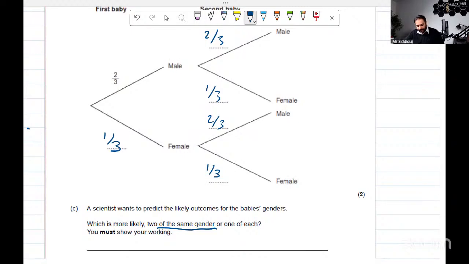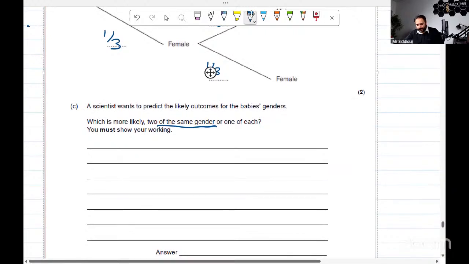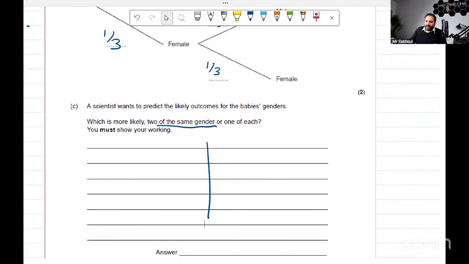So the way I would explain this is, okay, more questions here. Five here, I'll come back to five. Same gender. It's quite complicated, this question. So same gender or one of each. We need to figure out these things. Now, how could we get the same gender? We could get two males or two females.